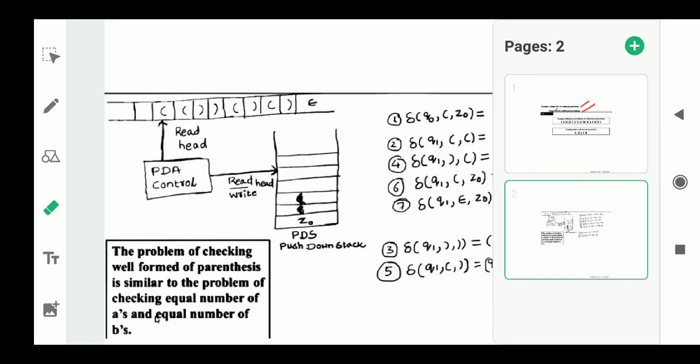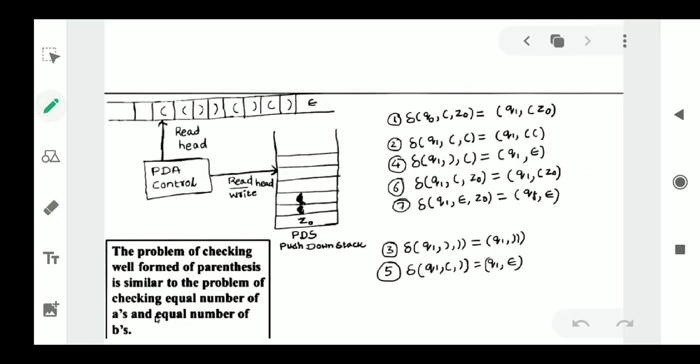We will go for construction of the PDA here. This problem is similar to the construction for equal number of A's and equal number of B's, that is A power n, B power n. Whenever we get a left parenthesis, or open parenthesis, we will just insert it into the stack. Again, if you get a left parenthesis, push that into the stack. Initially, it must start with an open parenthesis only. If you take any well-formed parenthesis string, it must start with an opening parenthesis only. So if it starts with an opening parenthesis, we will just insert it into the stack.